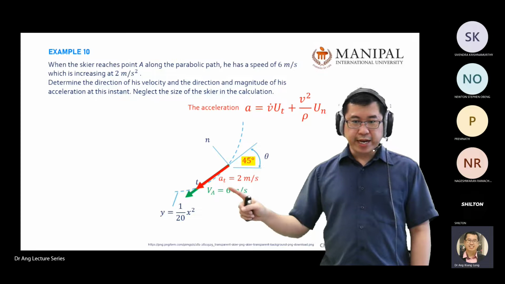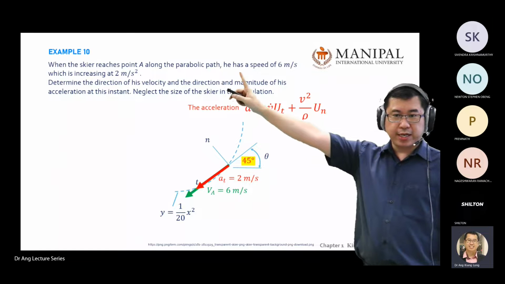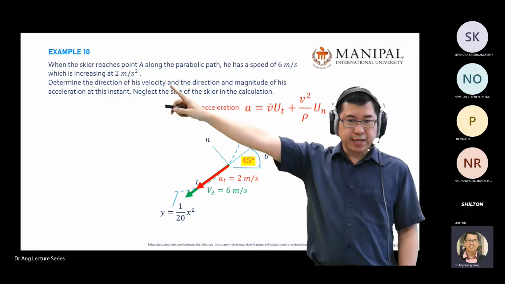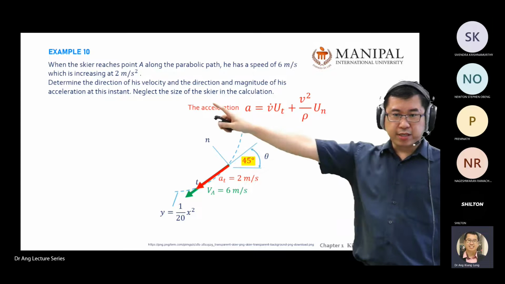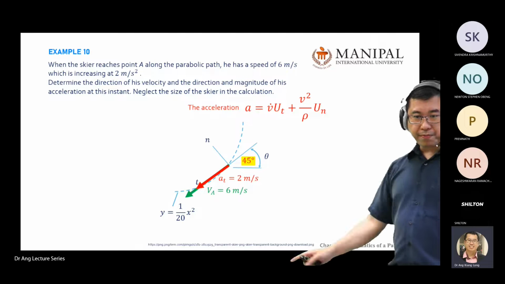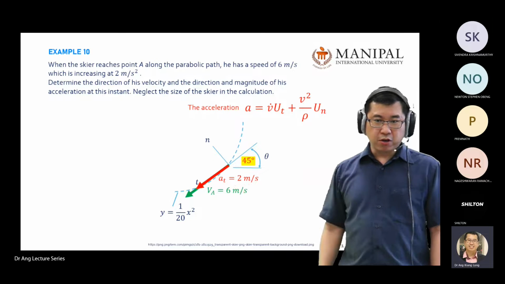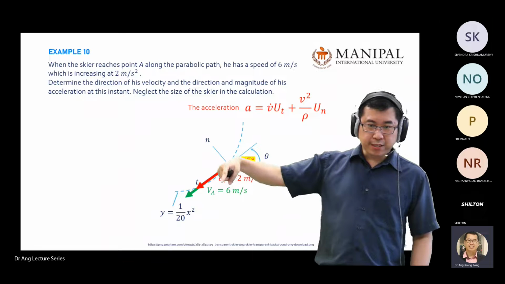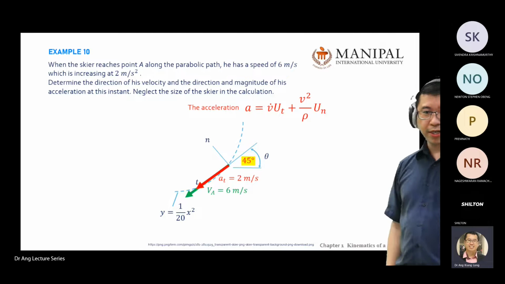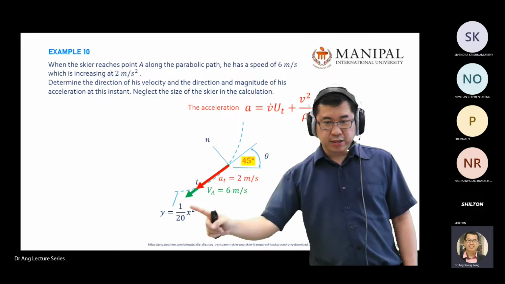And why can I write at equal to 2 meter per second squared? The question already gives you. In the question, it says this skater has a speed of 6 meter per second, this is velocity, and increasing at 2 meter per second squared. This information is the tangent acceleration. If you put a skater here, you can see why this is at and not the normal direction. If you put this 2 meter per second squared in the normal direction, it means your skater is floating into the air, which is not logical. Your skater is going along this path in the tangent direction.